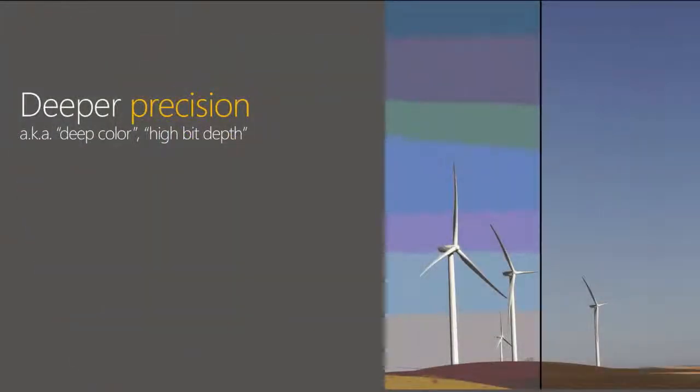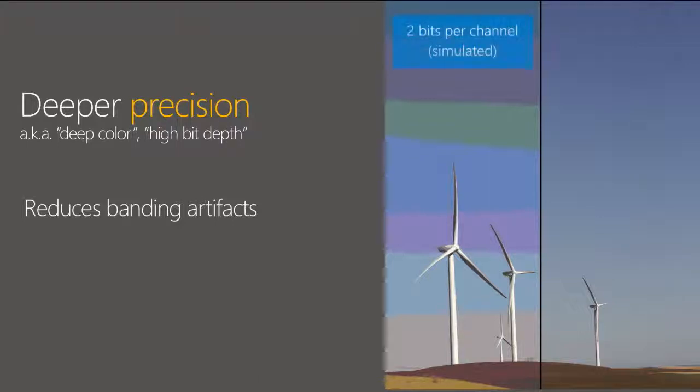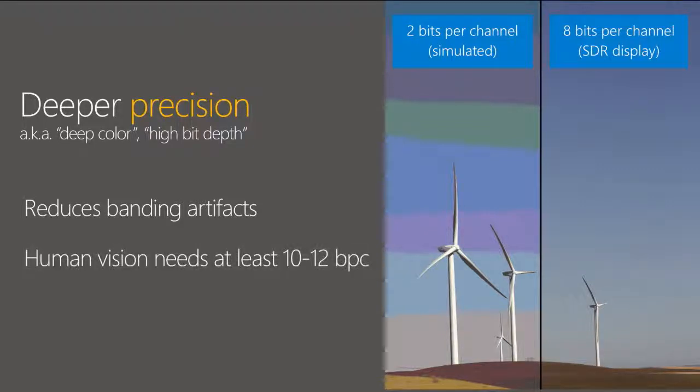And finally, we have high precision. Now, this is all about reducing banding, or that kind of stair-step effect you see when you're looking at a smooth gradient, such as this picture of that blue sky. Now, I've exaggerated the effect of banding on the left, and the 8-bit per channel side, which represents an SDR display quality, doesn't look too bad. But depending on the scenario, the human eye actually needs at least 10 to 12 bits of precision to completely eliminate banding.